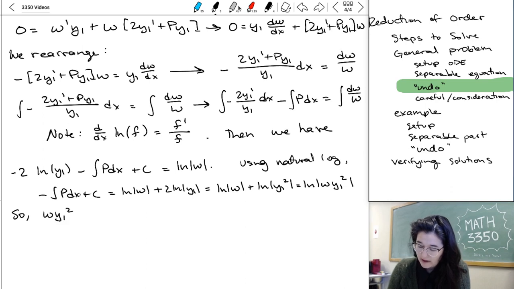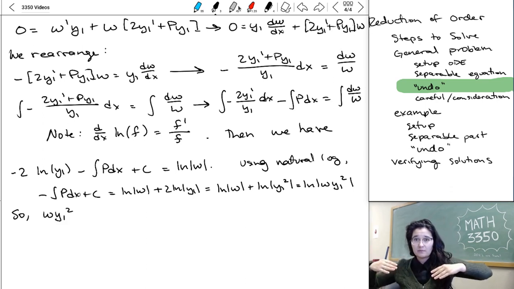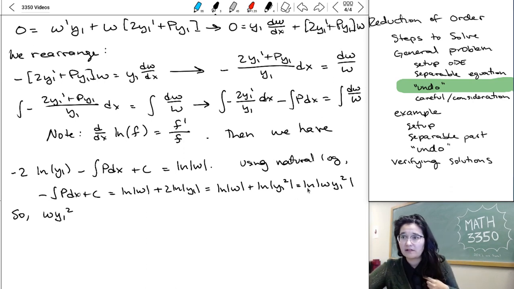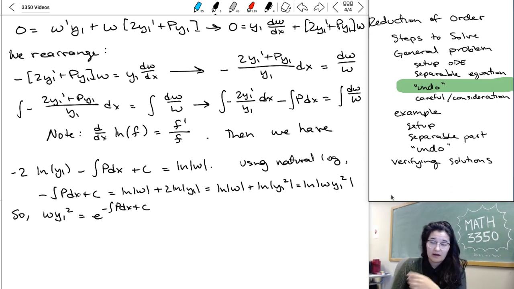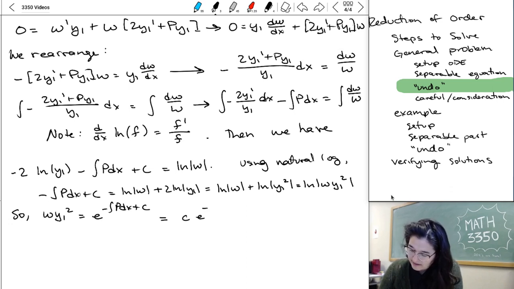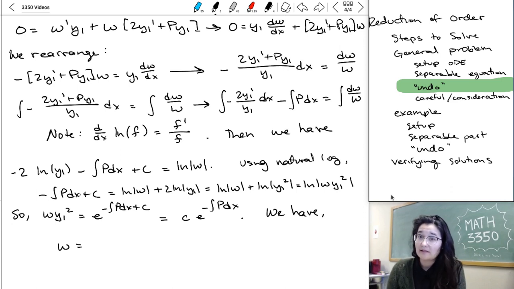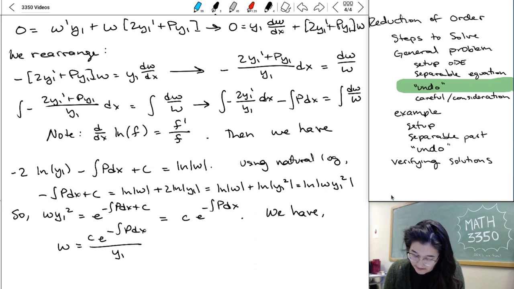is that w y1 squared then would be, if we take each side of this equation that we've got, the far left and the far right, and put them inside an exponential. So the right side gives me my w y1 squared, and then the left side gives me that exponential that's left over. And we're always able to pull a constant out front when it's actually being added inside an exponent with that multiplication property. So we have w, the thing I wanted to find right now, is e to the minus integral p dx times a constant divided by y1 squared.